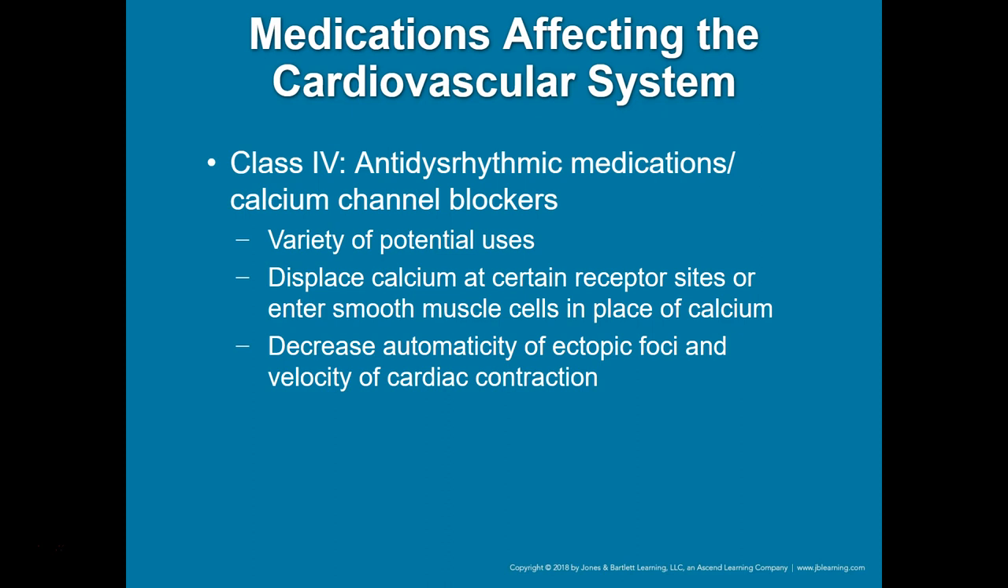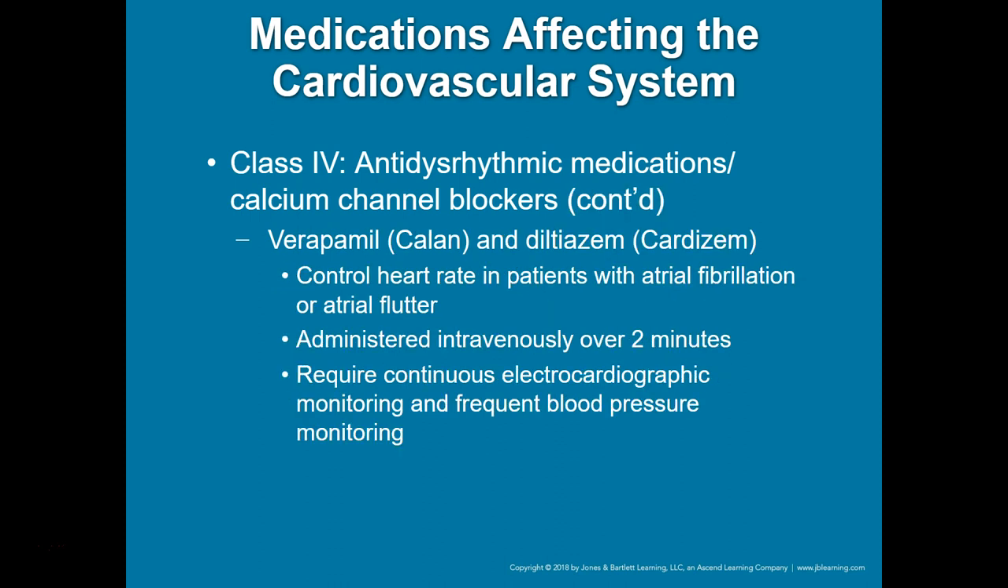Class 4 antidysrhythmic medications are calcium channel blockers. They displace calcium at certain receptor sites or enter smooth muscle cells in place of the calcium. They can also be used to stop uterine contraction. That can be another use for them. Treatment of cardiomyopathy. They decrease the automaticity of ectopic foci and velocity of cardiac contraction. So it kind of puts the brakes on everything there. Verapamil and Cardizem are the two big ones for that. Control the heart rate with AFib or A-flutter, so it's going to slow it all down.